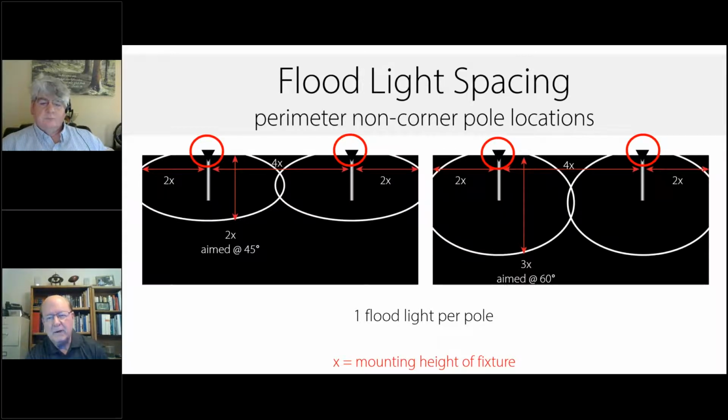Now, we also see 2x with a floodlight aimed at 45 degrees, but if we raise that to 60 degrees, we can go up to 3 times the mounting height. But as Donald mentioned, whenever you raise that above 45 degrees, you interject glare. So you get a little further distance, but you also get glare moved into the equation.